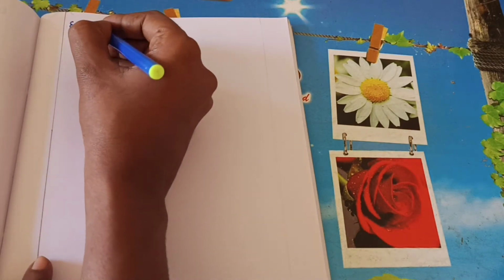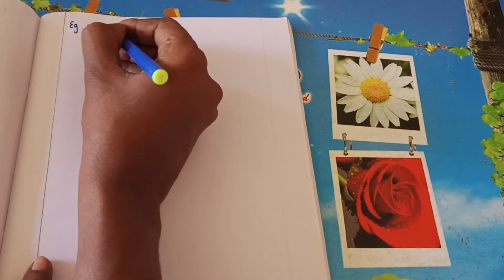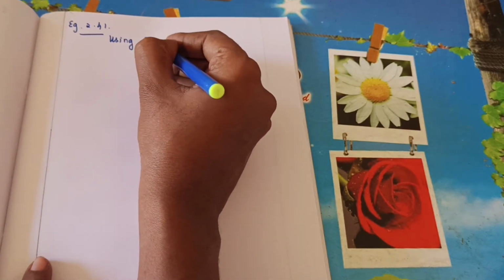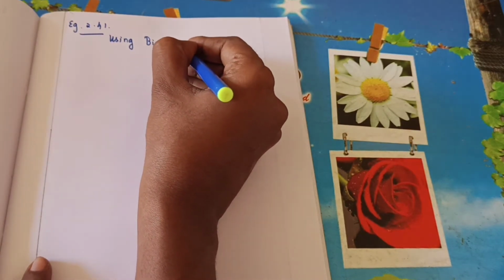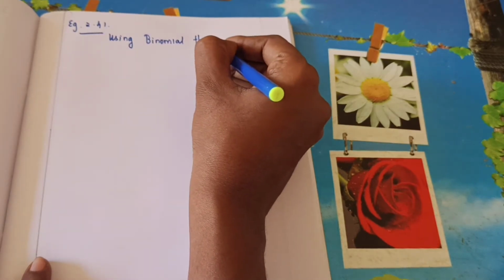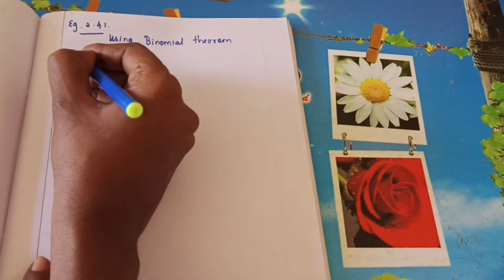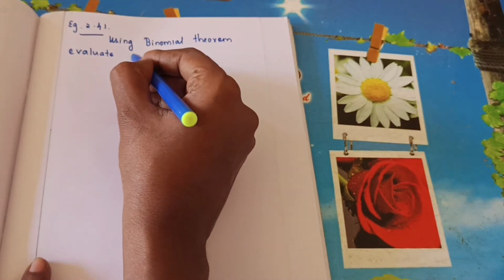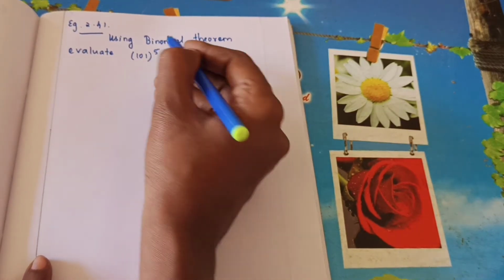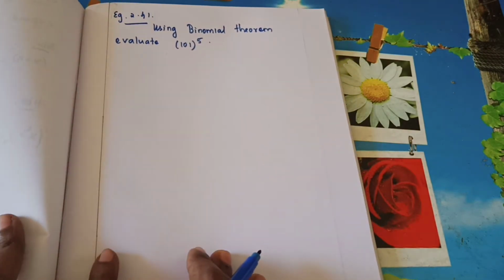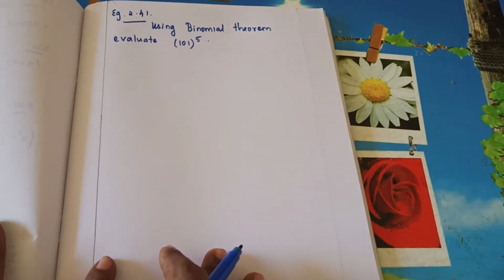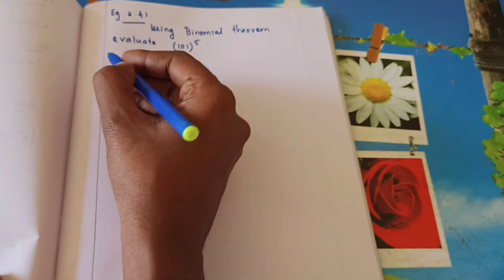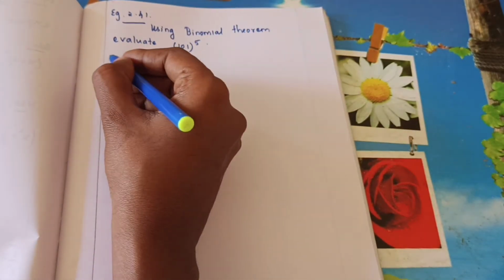Example 2.41. Using binomial theorem, evaluate 101 the whole power 5. Okay. Using binomial theorem, evaluate 101 the whole power 5. So simplest, same as previous problem only, but we need to split it here. Okay, that's the only difference.